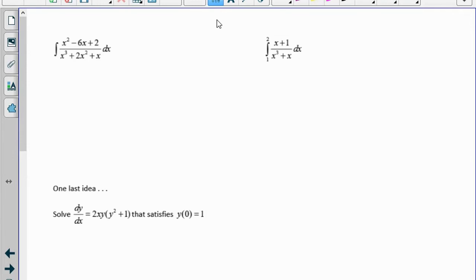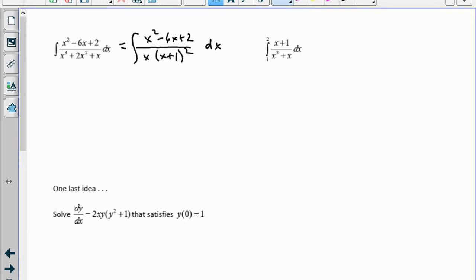To the back side, I'll go through these a little bit quicker. The first thing I'm going to do in the first one is factor the denominator. So we have x squared minus 6x plus 2 over the denominator, where we can factor out a GCF of x. So we have x times x squared plus 2x plus 1. And then this bottom part, x squared plus 2x plus 1, factors into x plus 1, the quantity squared. So we have x, which is a linear factor, and x plus 1 squared, which is a repeated linear factor.